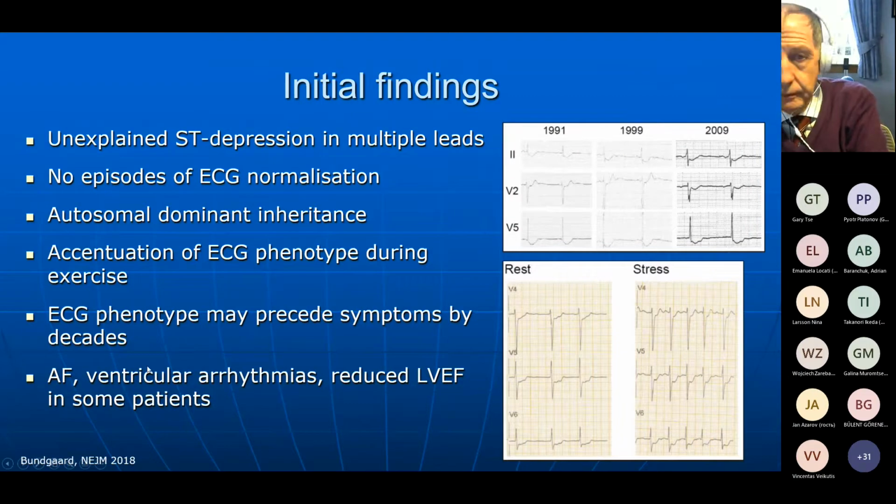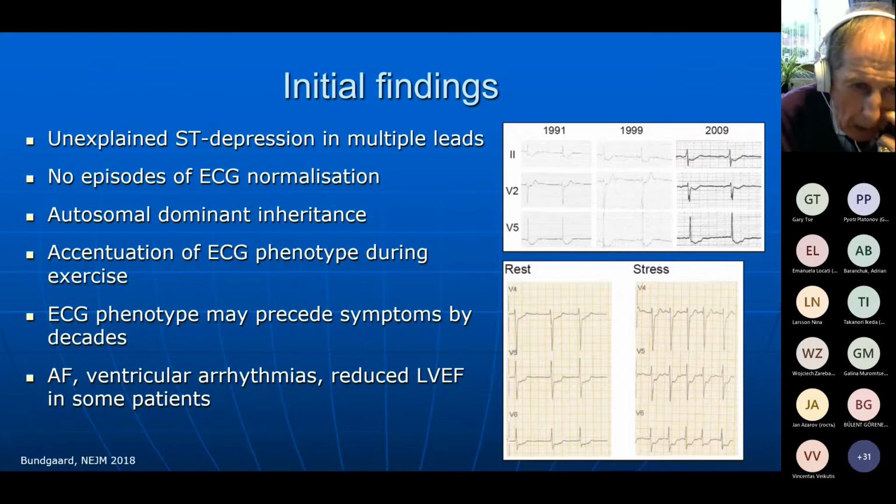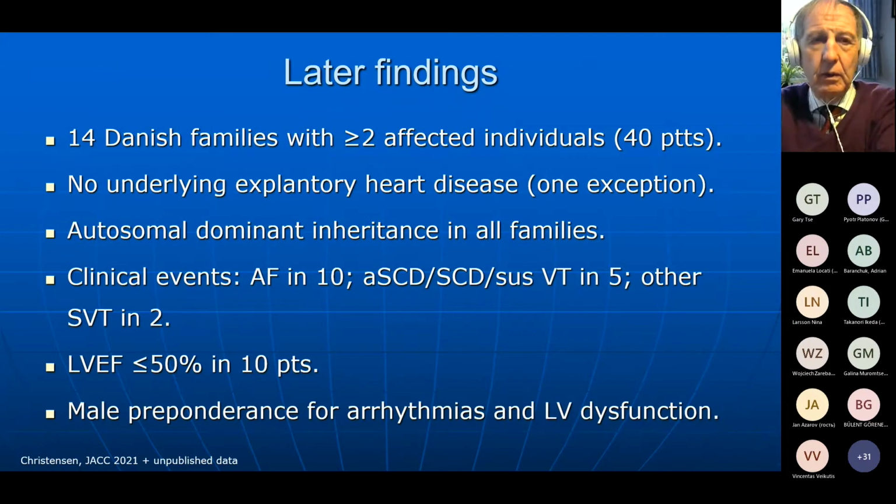The next slide will also show some data on the phenotypic expression, but our initial findings were that atrial fibrillation, ventricular arrhythmias, and reduced ejection fraction were observed in some patients. We later on looked for more families and had the hypothesis that this was an under-recognized clinical entity. The data I'm going to present here is based on 14 Danish families, and all of them had at least 2 affected individuals with the ECG phenotype. They were apparently not related.